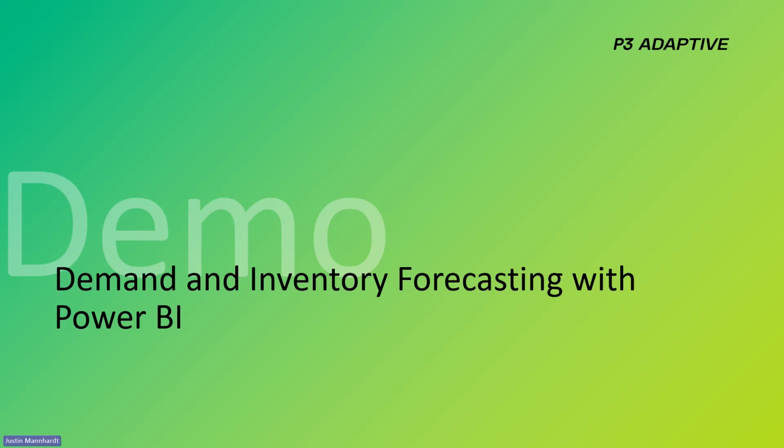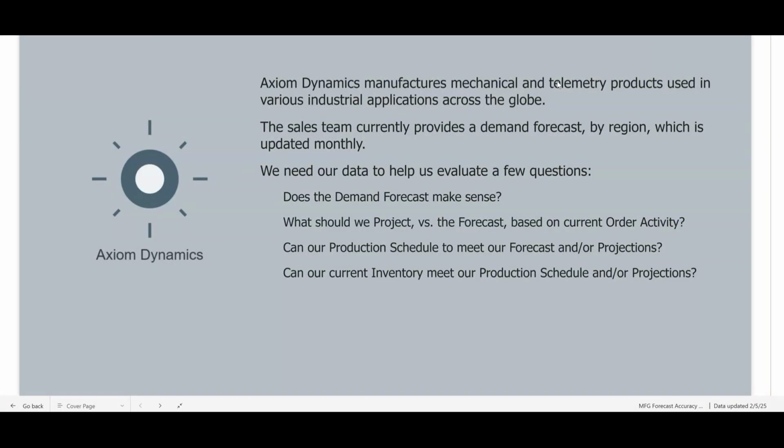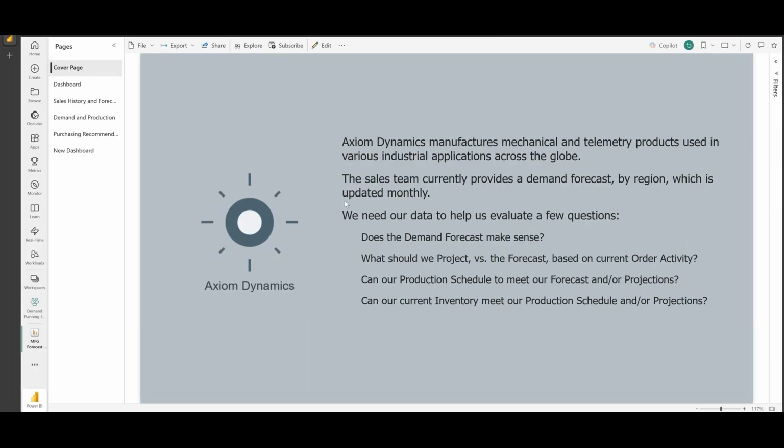So I'd like to get out of the slide deck and move over into a demonstration in Power BI. Right. So here I've got a Power BI report, and it's based around a fictitious company that we made up here at P3 called Axiom Dynamics, and we manufacture mechanical and telemetry products that are used across the world. And so, like many organizations, we currently have a sales team that provides a forecast. Right, so it's a monthly process. I know many of you probably have something similar.